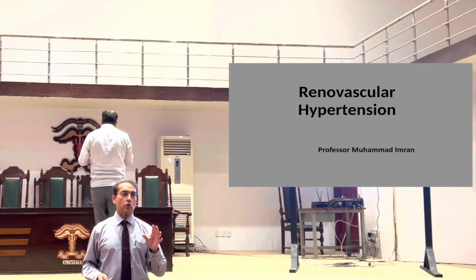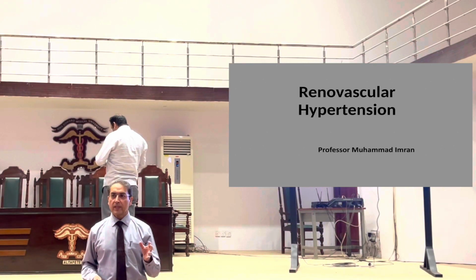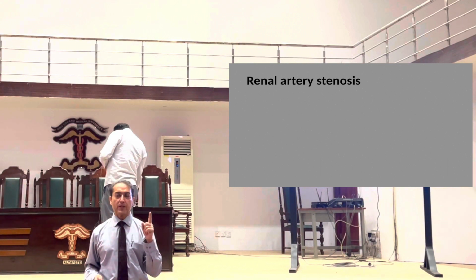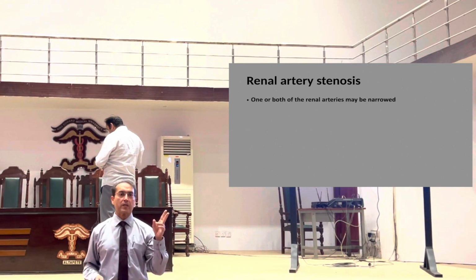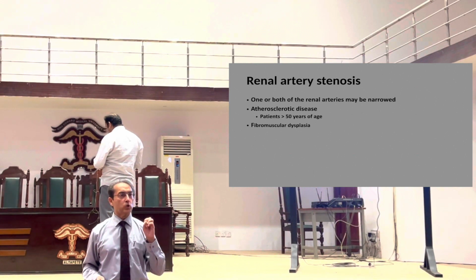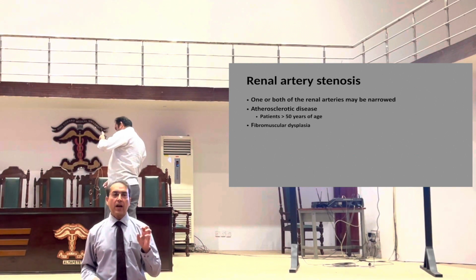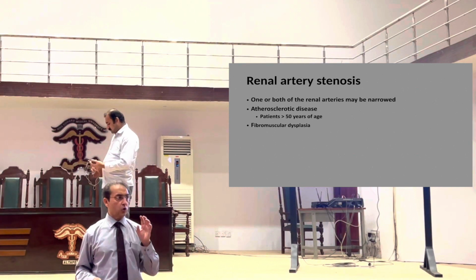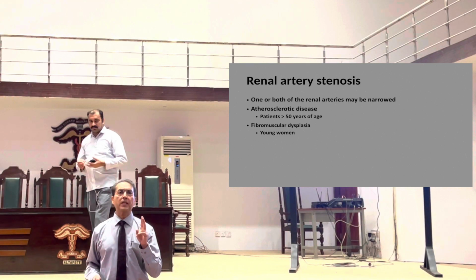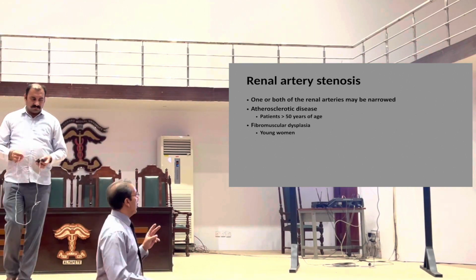Renal arteries are stenosed, either one or two. There are two main types of renal artery stenosis, one in a younger person, the other in an older person. In the younger person, it is fibromuscular dysplasia, usually in females, while the other one is atherosclerotic narrowing, which is seen in the older age group. So these are the two main types of renal artery stenosis, and then you can have other ones.